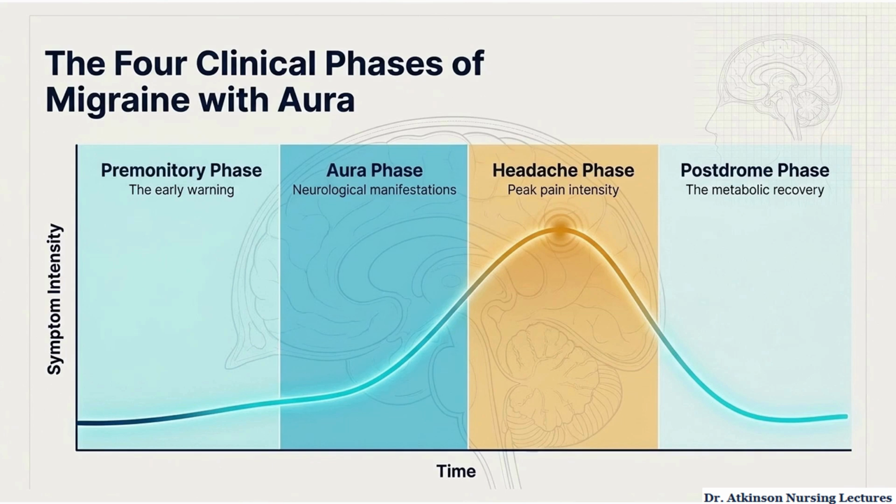Then comes the headache phase, which is usually the most intense part. This is where patients experience the classic throbbing pain, often unilateral, along with nausea, vomiting, photophobia, and phonophobia. And finally, the postdrome phase. This is sometimes called the migraine hangover. Patients may feel exhausted, mentally foggy, weak, or drained even after the pain improves. One important nursing point is that early treatment works best. If patients recognize the premonitory or aura phase early and take abortive medications quickly, they may reduce the severity of the headache phase.